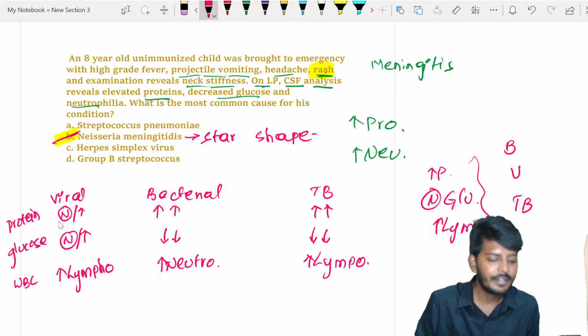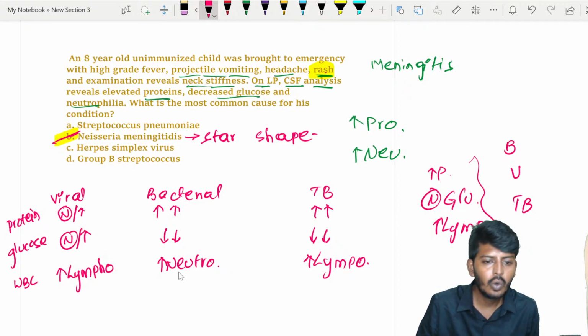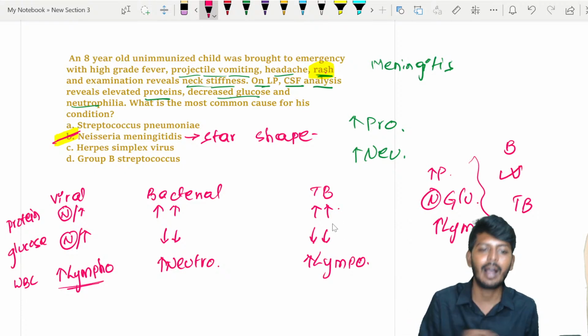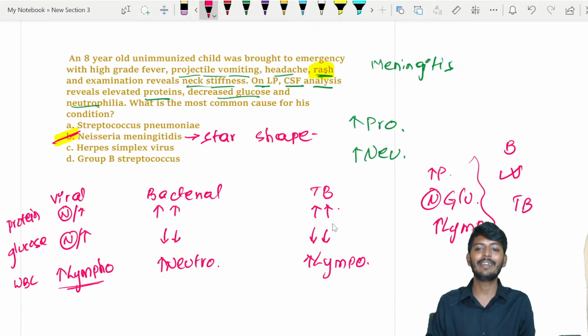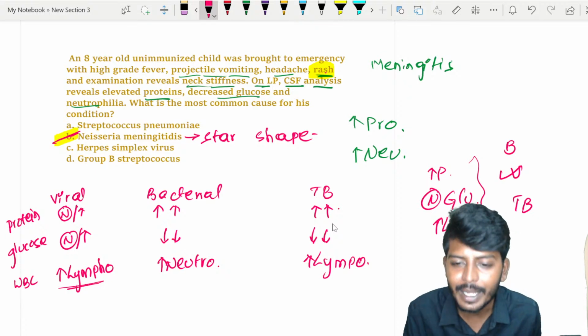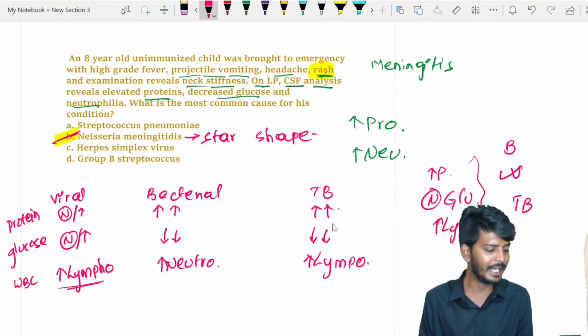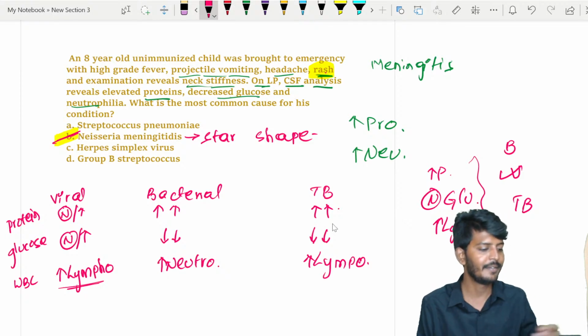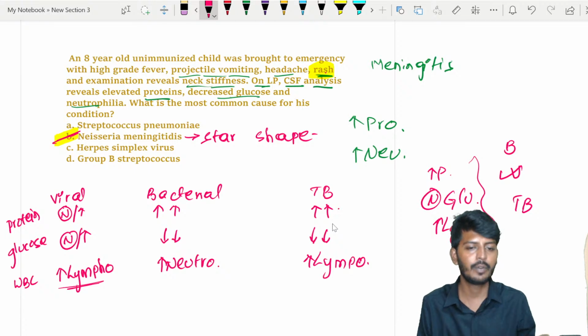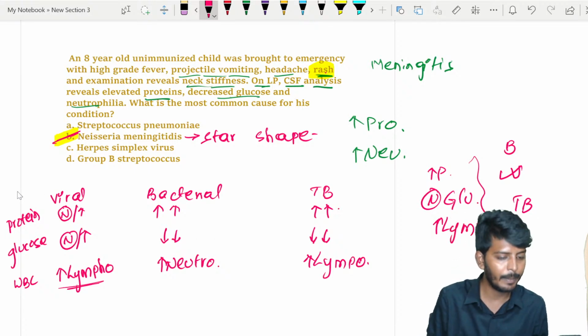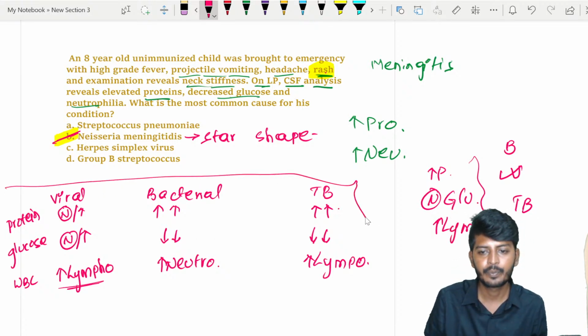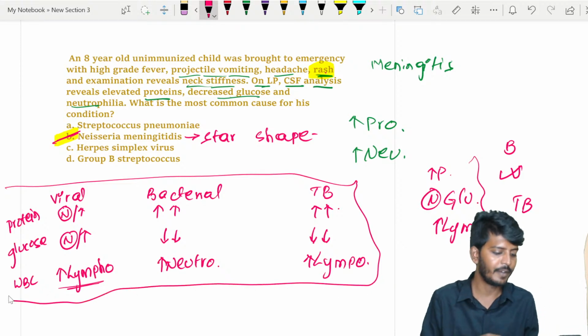So protein is increased or normal? Agreed. Normal glucose and increase of lymphocytes. Yes, that is viral meningitis. But if there was an increase of lymphocytes and if I had given you an increased protein in the case scenario, then your answer would be what? TB meningitis. Okay, so this is a very, very important question. Do not get confused. Look at this table carefully once. This is going to help you to differentiate meningitis.